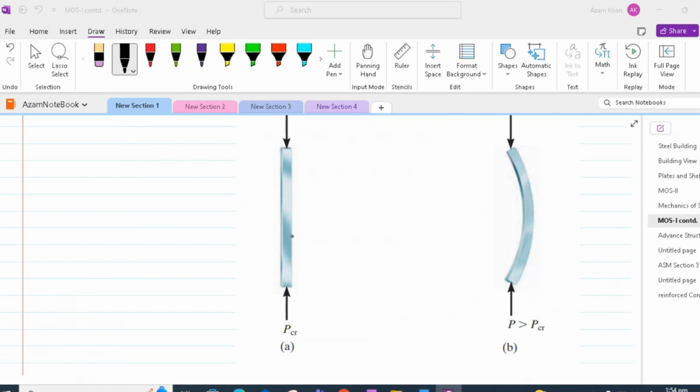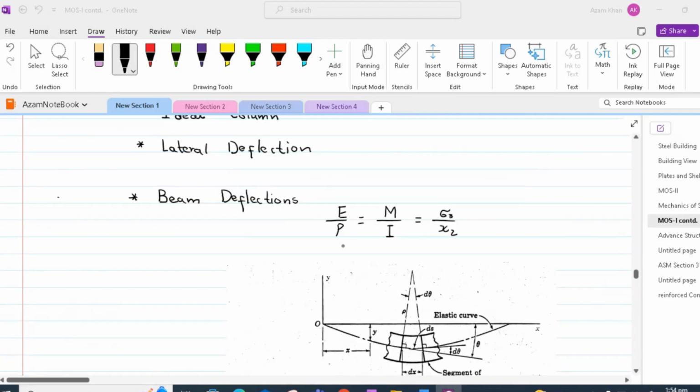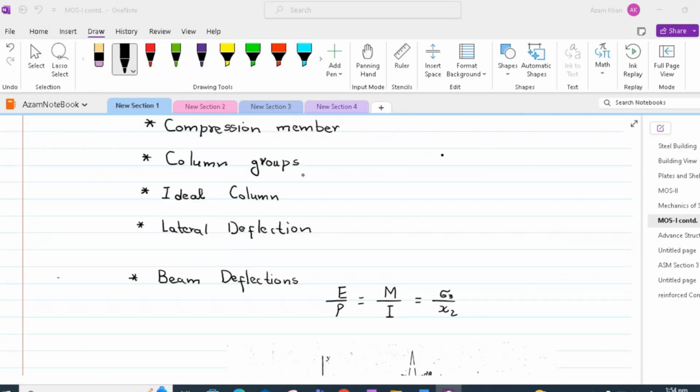Columns are usually subdivided into two groups. One is long column and another one is intermediate column. Rarely the short compression block is considered to be a third group. The distinction between the long, intermediate, and short column is determined by their behavior. Long columns fail by buckling or excessive lateral bending. Intermediate columns fail by a combination of crushing and buckling, whereas the short compression blocks fail by crushing.